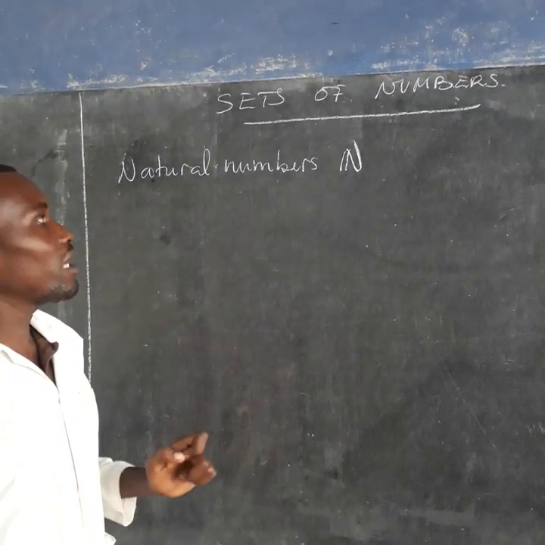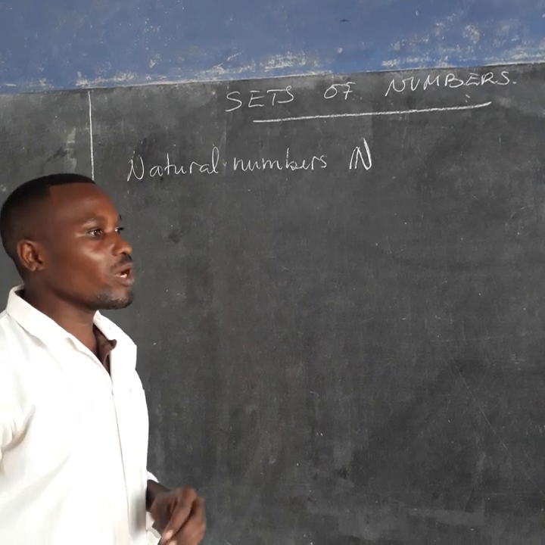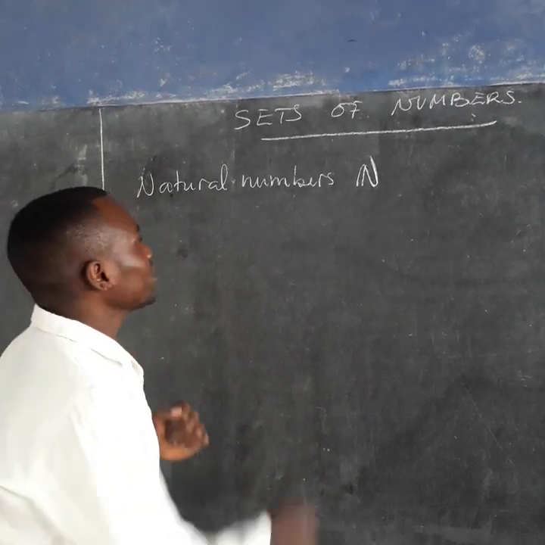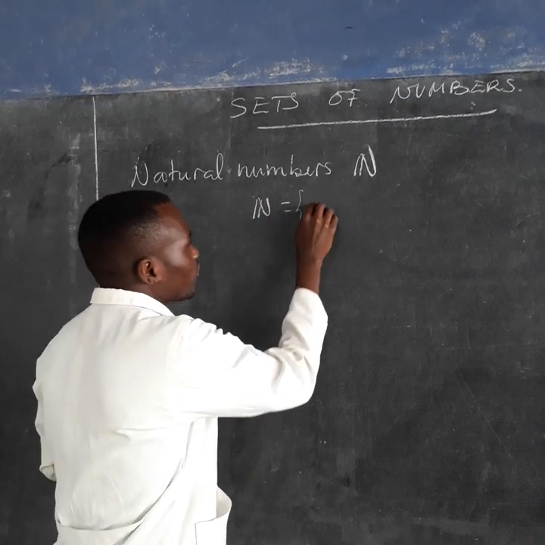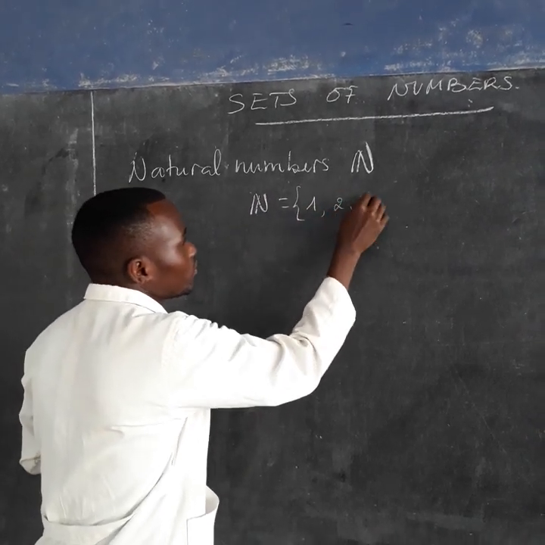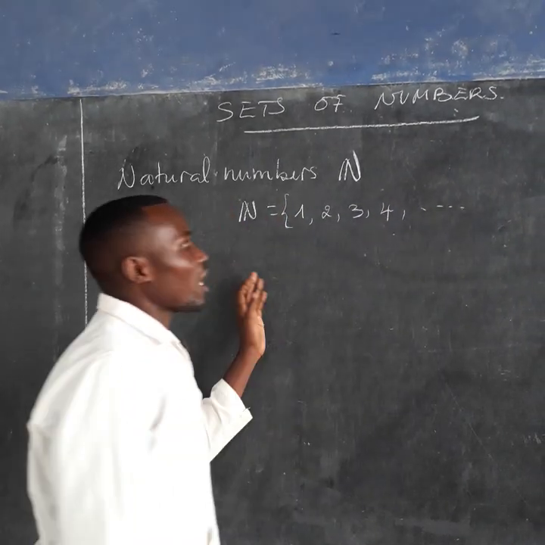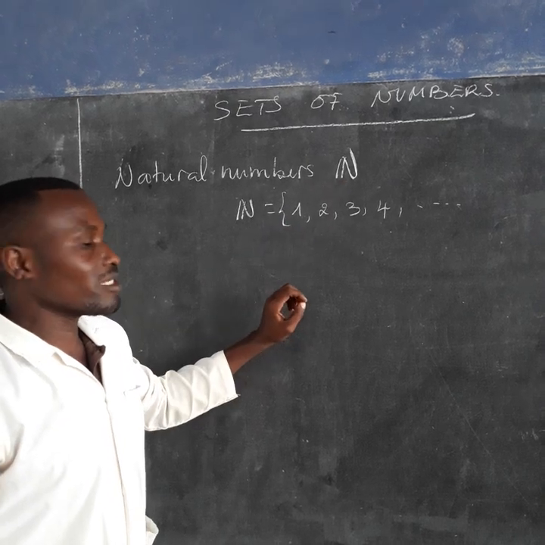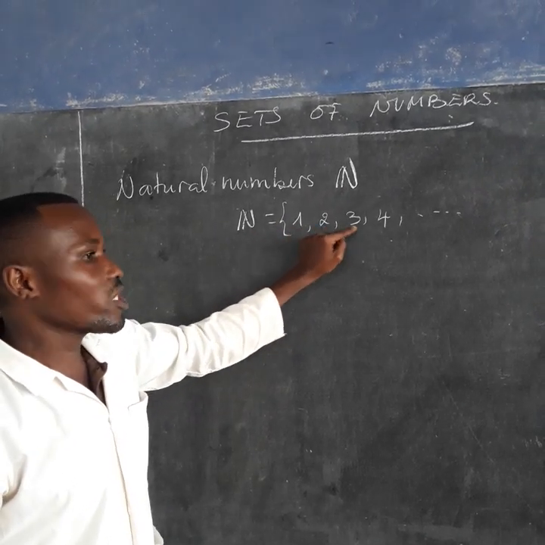Natural numbers are numbers which are used in counting. When you are going to count things, you will start from 1. That's why the set of natural numbers starts from 1, continues to 3, 4, etc. We will continue up to infinity. So the set of natural numbers are counting numbers. That's why when we are counting, we start from 1, 2, 3.